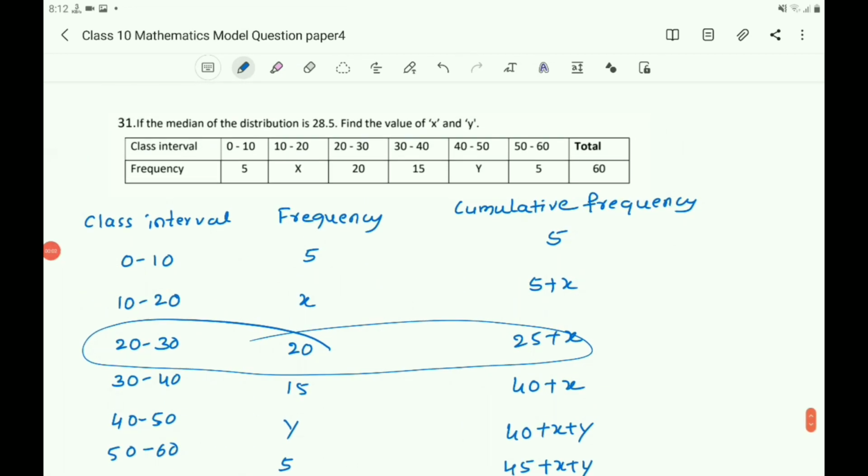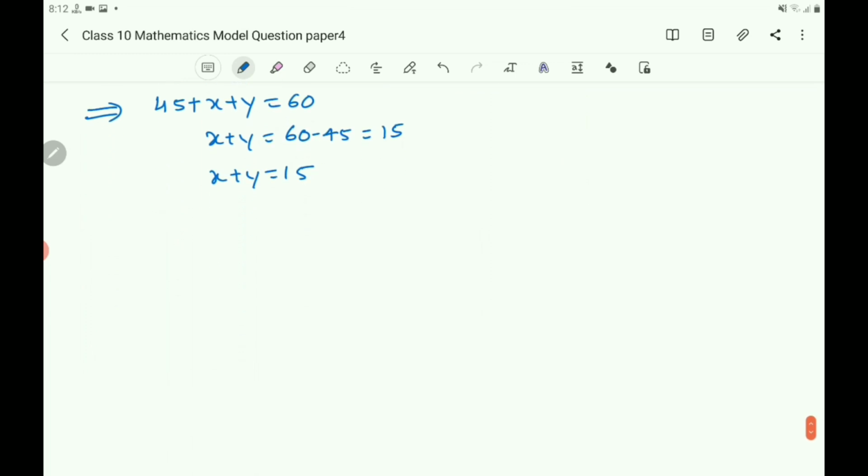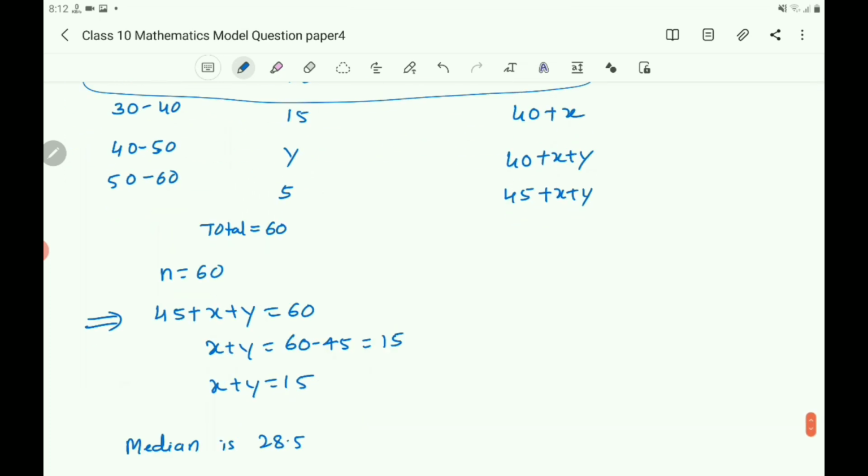But here the median is given. Here you got the median class. Then what is the median? The median is 28.5. So you take the median is 28.5 and the median class is, what is that median class? 20 to 30.